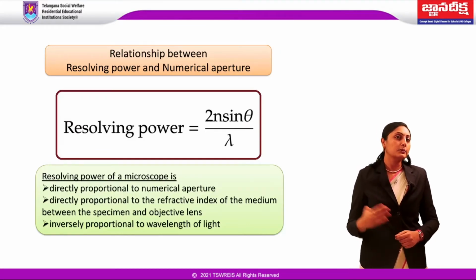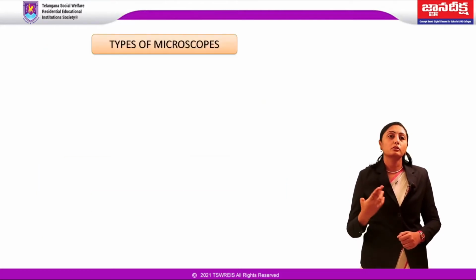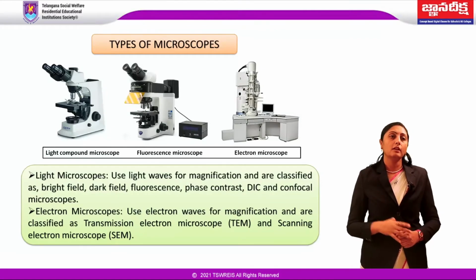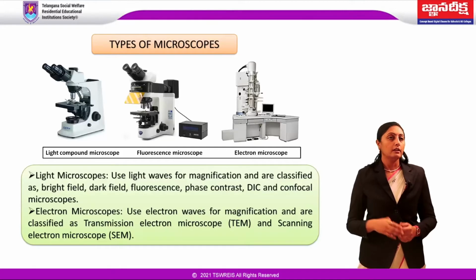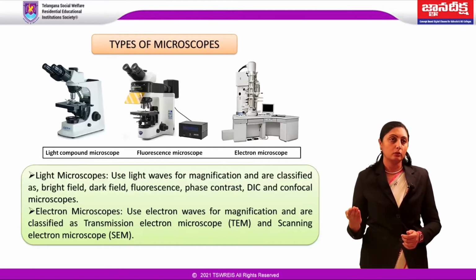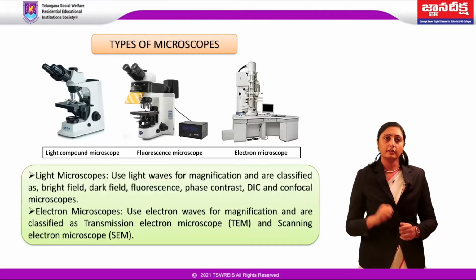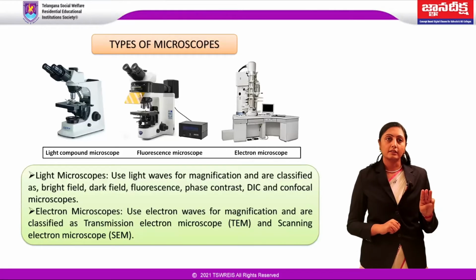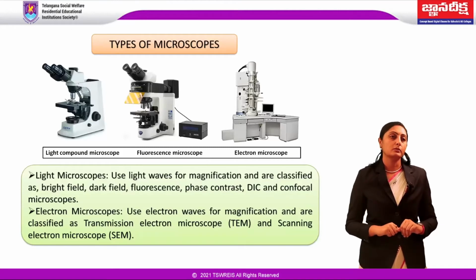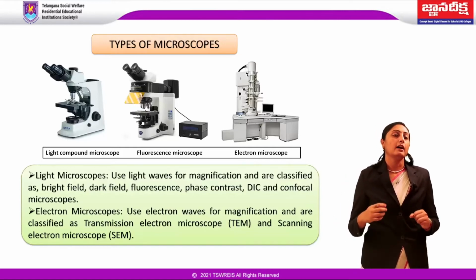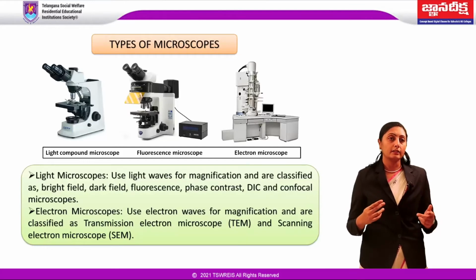With these in mind, let's go through the different types of microscopes. Based on the source of illumination and magnification, microscopes can be broadly categorized as light microscopes and electron microscopes. Light microscopes use light as a source of illumination and can be considered under the following types: bright field, dark field, fluorescence, phase contrast, differential interference contrast, and confocal microscopes. Electron microscopes, on the other hand, use electrons for illumination and are mainly classified as transmission electron microscope and scanning electron microscope.